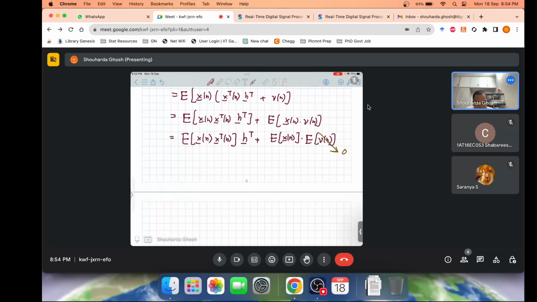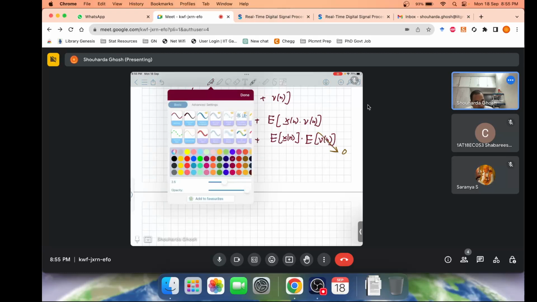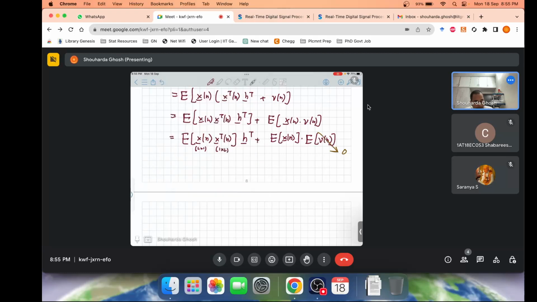And what is this? This is our autocorrelation matrix. This is the column vector, this is the row vector. A column vector multiplied by a row vector is a matrix. L cross 1 times 1 cross L, so it's a matrix. And this matrix is what we call the autocorrelation matrix, Rxx.